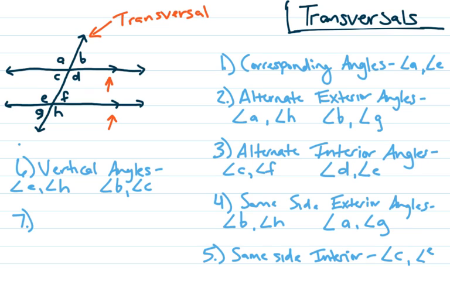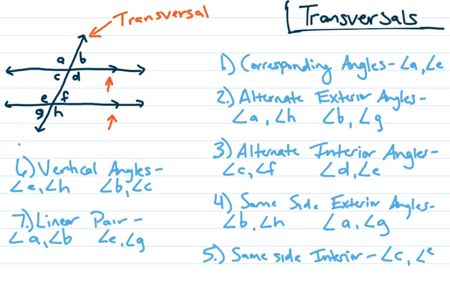And then the last relationship, and again, this is not necessarily a term exclusive to transversals, but it's certainly significant, and that's a linear pair. And a linear pair are just two adjacent angles that are sitting on a straight line. And so, for example, angle A and angle B are a linear pair, and another example would be like angle E and angle G. And a linear pair, those are supplementary. They add up to 180 degrees.